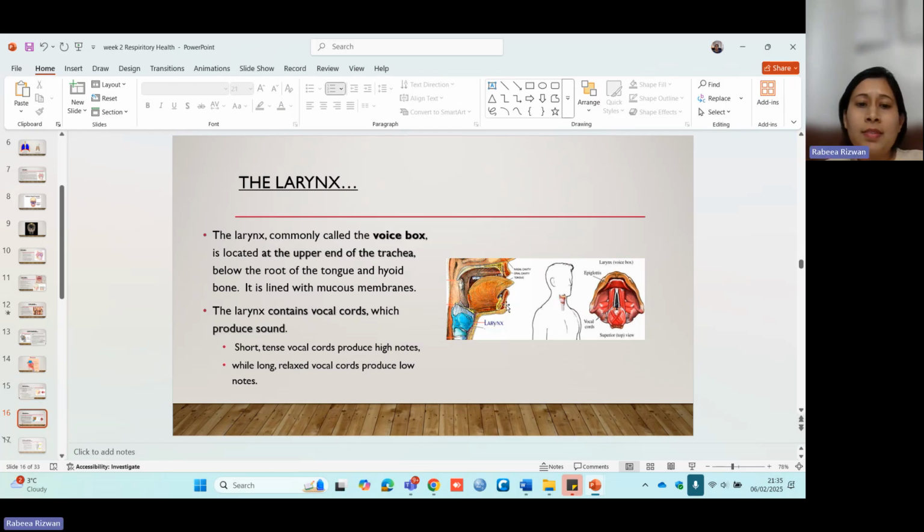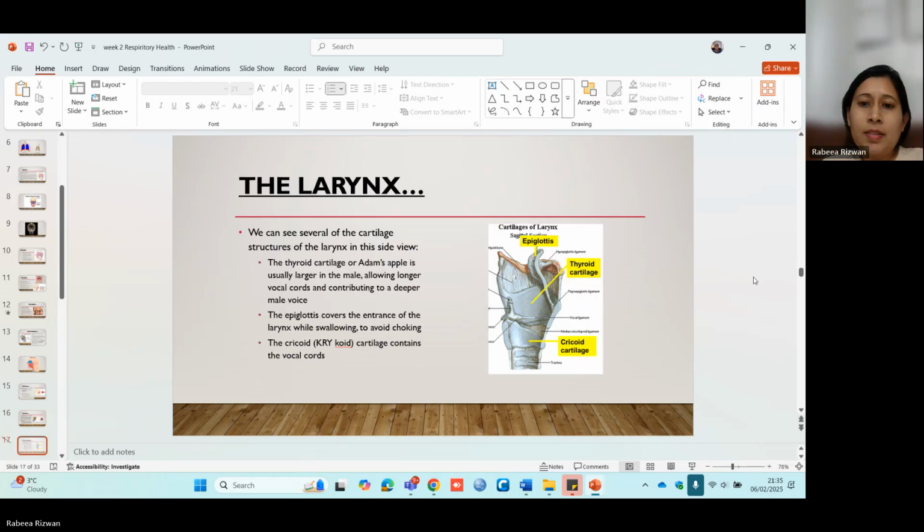Now let's discuss the larynx. The larynx is made up of cartilaginous bones. It also contains the vocal cords that help to produce sound, and it is also called the voice box. So it's actually made up of cartilage.